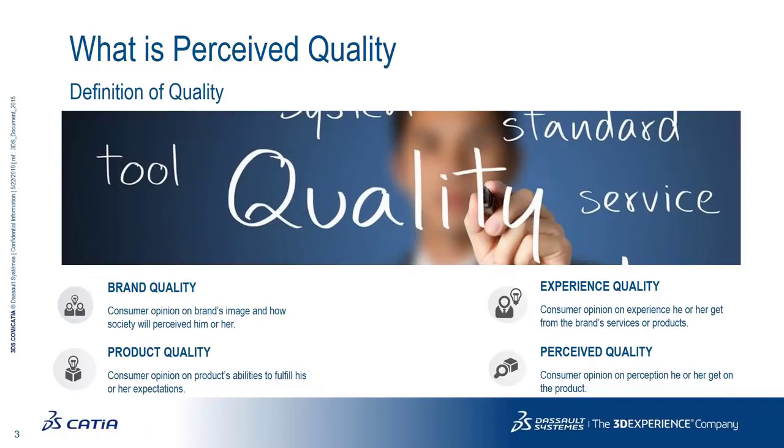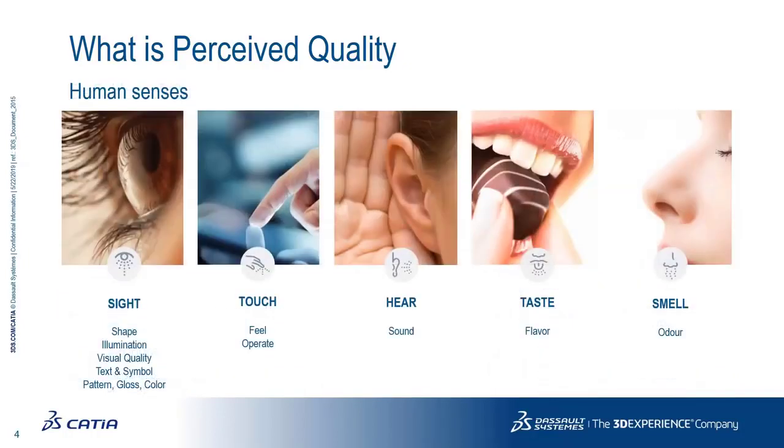Next point is the product quality. What can the product give to the customer? Or what can the product do or give to the customer, basically. And last but not least, we have the perceived quality. So basically, that is the situation where the customer gets in contact the first time with the product itself, and he sees it.